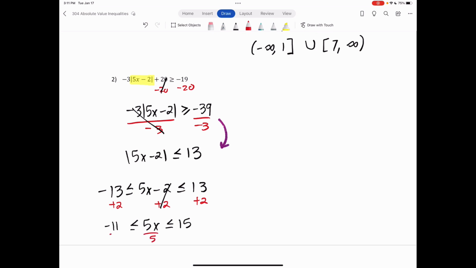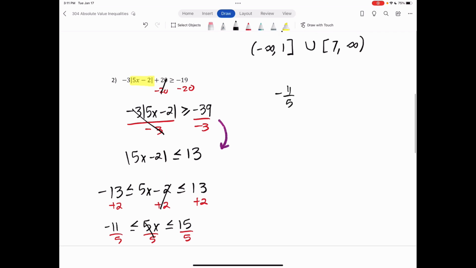Divide by 5, and I end up with negative 11 over 5, less than or equal to x, less than or equal to 3. So on my number line, I get negative 11 over 5. I get 3. I want all the pieces in the middle. I'm going to use filled in circles because they both have equals on them.